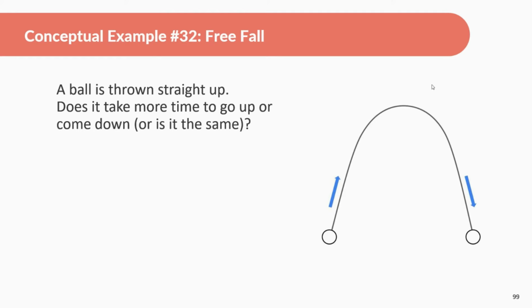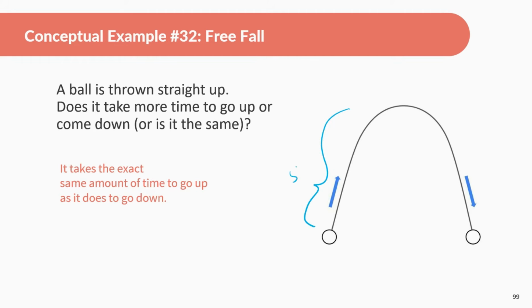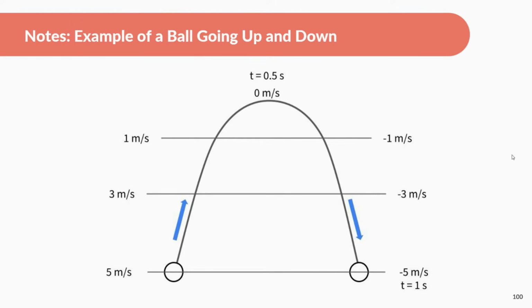Okay, so the answer is it takes the exact same amount of time to go up as it does to go down. So if it went up, it took 5 seconds, it's going to take 5 seconds to go back down. Pretty much what's happening is both sides are going to look exactly the same, except one side is going up and one side is going down and being negative. If it took 10 seconds to go all the way up, it'll take 10 seconds to go all the way down. And this is just some examples.